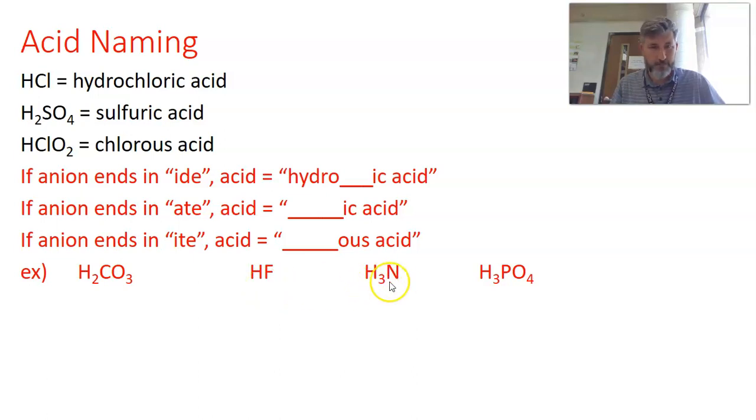And then the next one, N with a 3- charge, once again, is just nitride from the periodic table. So again, it goes with our first rule. Nitride ends in ide, so this is going to be hydronitric acid. And then the last one, looks like we have phosphate. I think I meant to give you phosphite there, but it did give you phosphate, so it would be our second rule, which would be phosphoric acid.